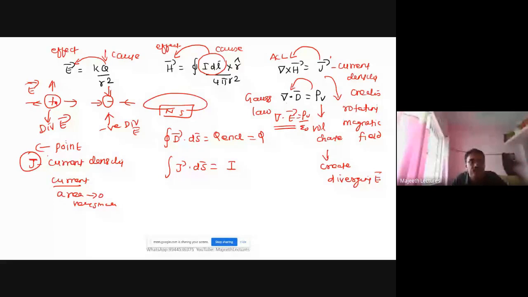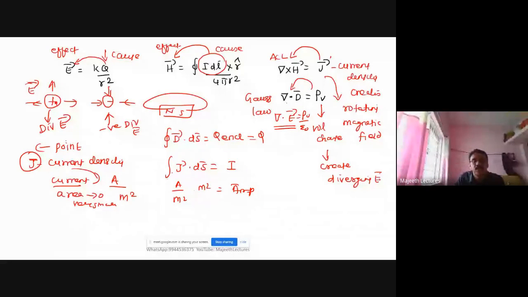Current density means current per area. So what is the unit? The unit of current is A, area is meter square, so the unit of current density is ampere per meter square. So we have J dot ds is equal to I. How this equation has come, I won't explain, but I give a shortcut. J is current density, ampere per meter square. If you multiply by ds, which is area in meter square, that gives ampere. So if you forget the equation, use the unit and find the answer.